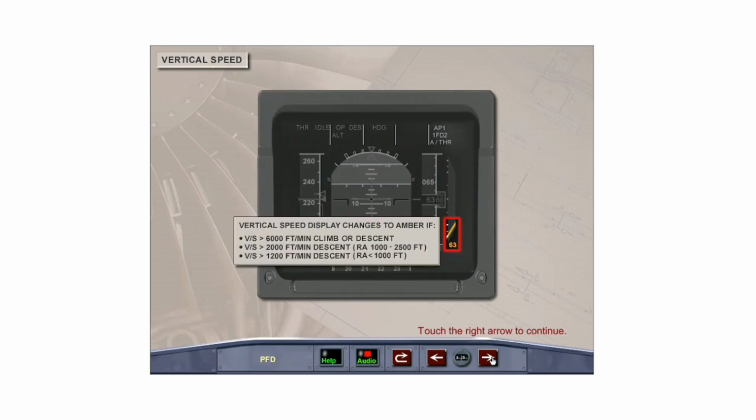Both the analog and the digital vertical speed indications change to amber if the vertical speed exceeds 6,000 feet per minute, the vertical speed exceeds 2,000 feet per minute during descent when the radio altitude is between 1,000 and 2,500 feet, or the vertical speed exceeds 1,200 feet per minute during descent when the radio altitude is less than 1,000 feet.